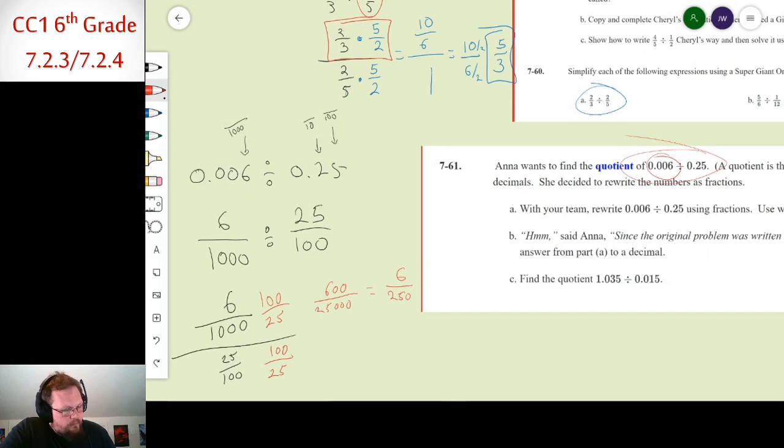Or you can, and then the bottom is 1, so you can leave it like that, or reduce it by 2.